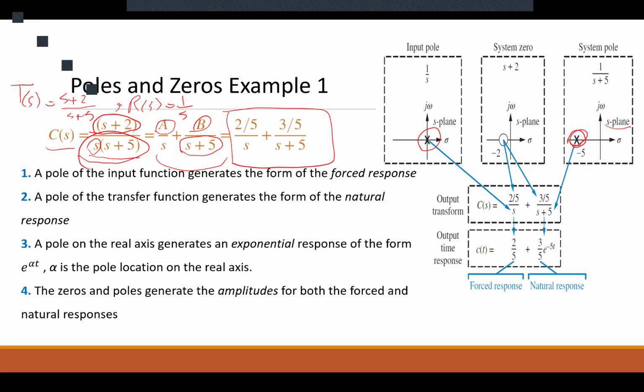Sorry, these are the poles. The poles we show by a cross. Now look at the numerator. The zero of the numerator, you can easily find, is -2, right? So we have a -2 in the S domain. As a zero, we show it by a circle.